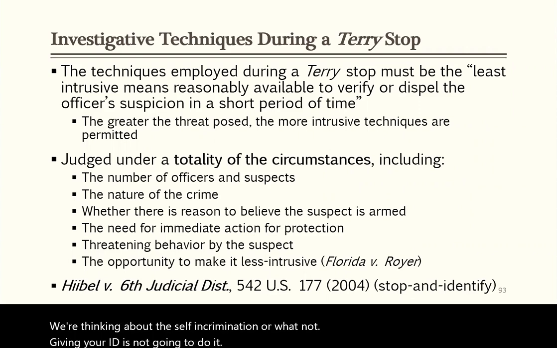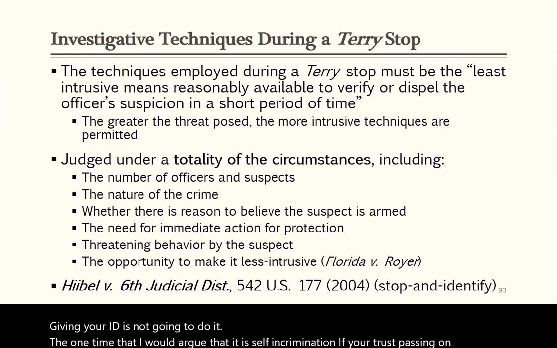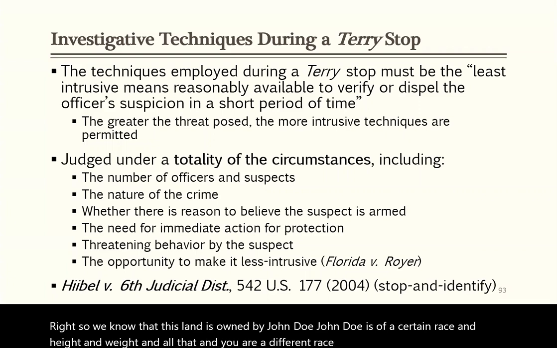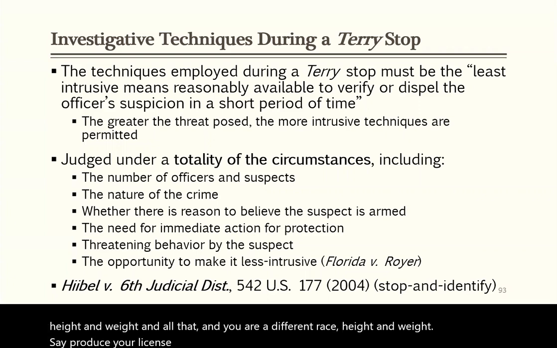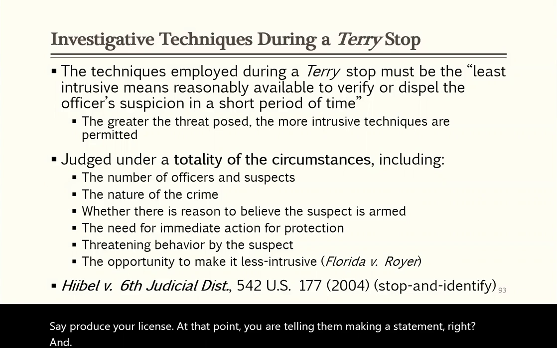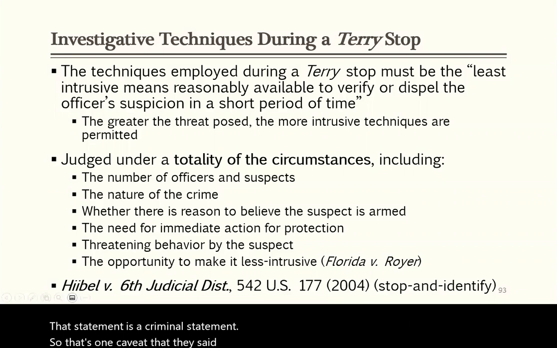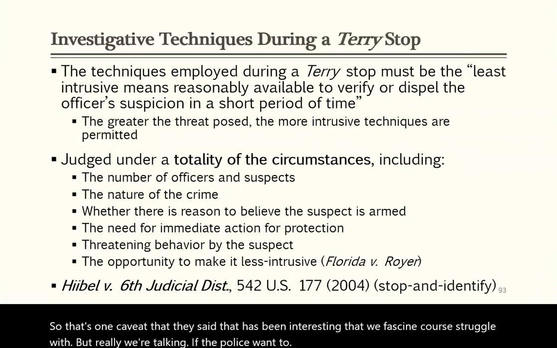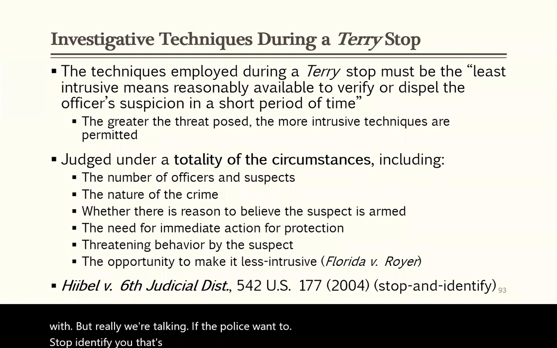The one time that I would argue that it is self-incrimination is if you're trespassing on land, right? So we know that this land is owned by John Doe. John Doe is of a certain race and height and weight, and you are a different race, height, and weight, and we say produce your license. At that point, you are making a statement, right? And that statement is a criminal statement. So that's one caveat that we've seen courts struggle with. But really, if the police want to stop and identify you, that's completely fine, but they have to have reasonable suspicion of a crime.